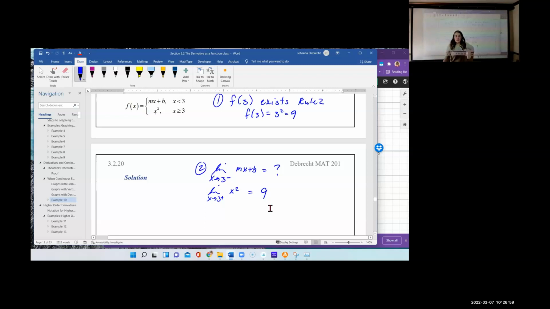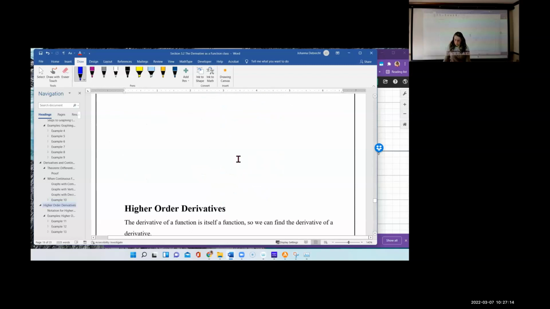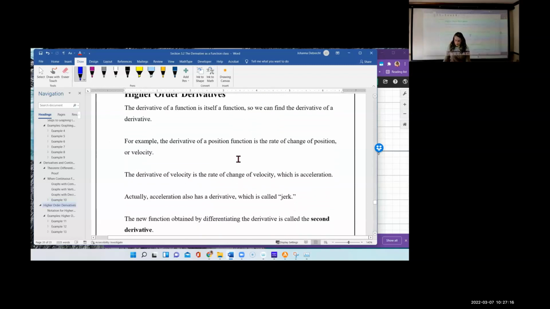But I don't want to take the time to work all the way through this one this time. So we're going to skip it right now. And if we have time at the end of class, we'll come back to it. Okay. It's more important to talk about higher order derivatives.